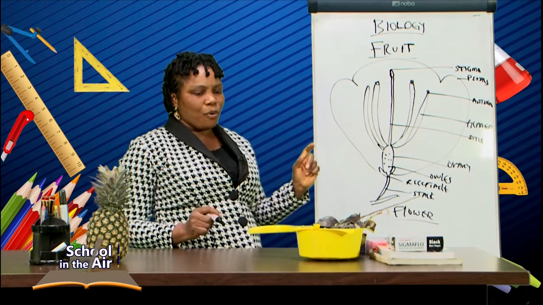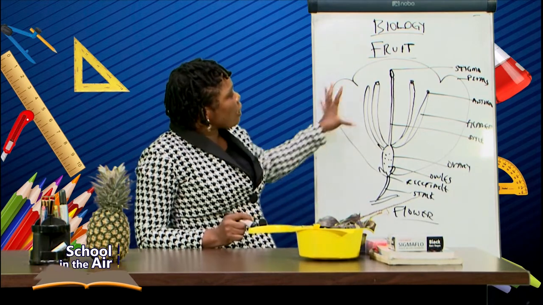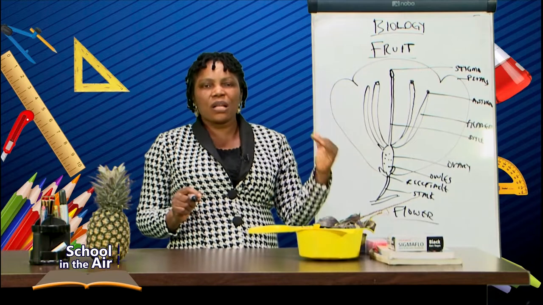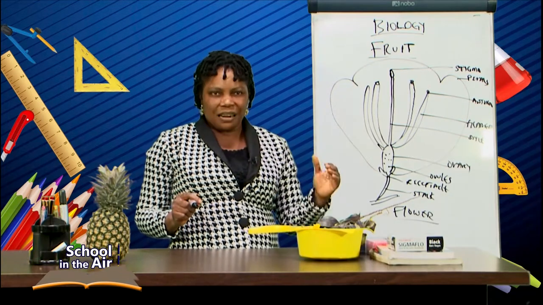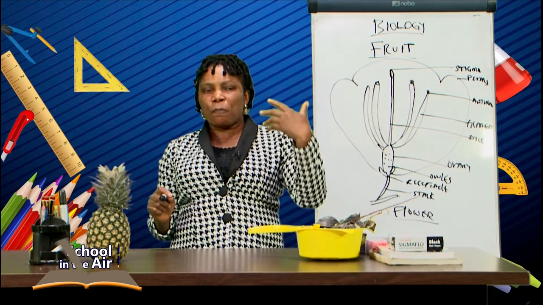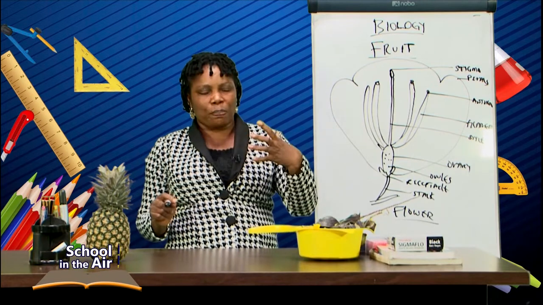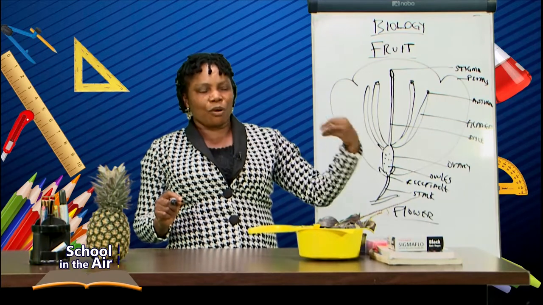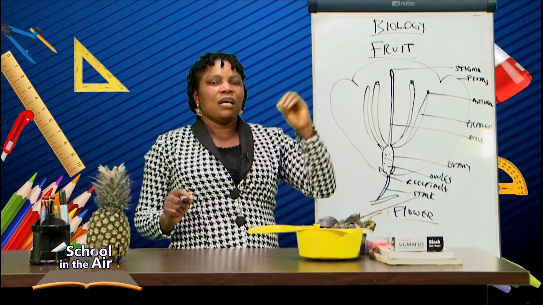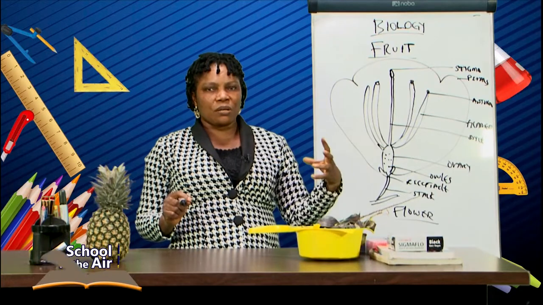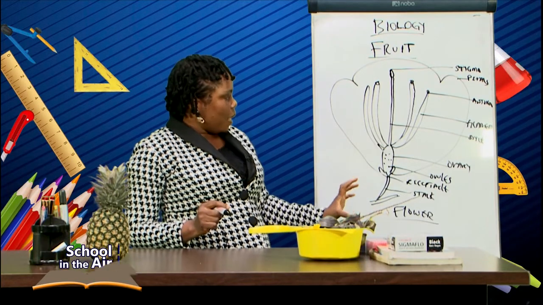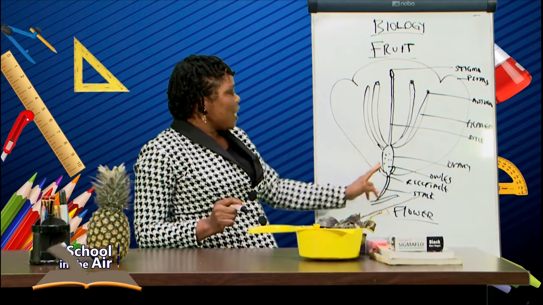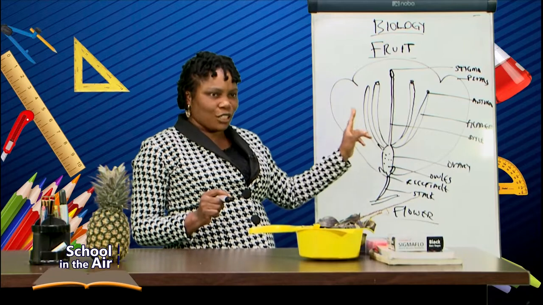When once that happens in any flower, all the other parts of the flower will wilt away, become dead, and fall off. So if you pass by that plant, maybe it's an okra plant or a tomato plant, it will look as if there are no flowers again. Because of the process of fertilization, the other floral parts will wilt and fall off the stalk. And so what will be remaining at that stage is only the fertilized ovary.